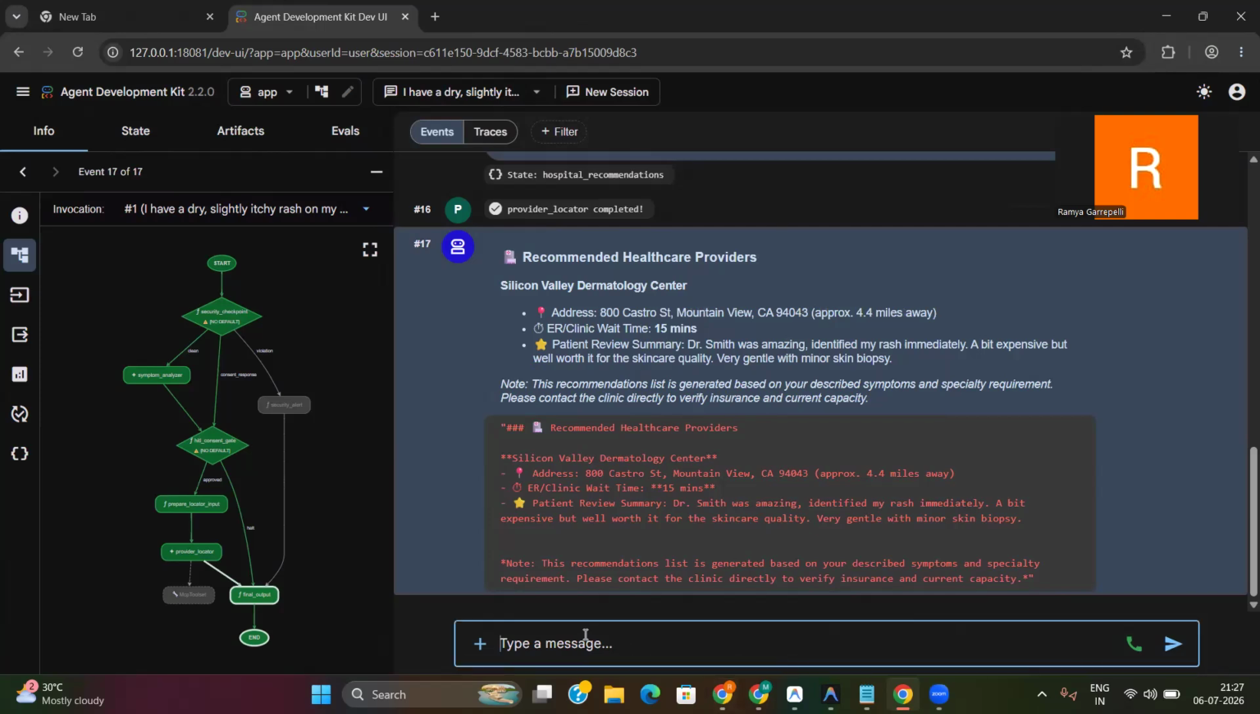And now I am going to the second demo. Emergency short circuit, red severity. Now let's test the most critical safety feature. What happens when someone is having a medical emergency?